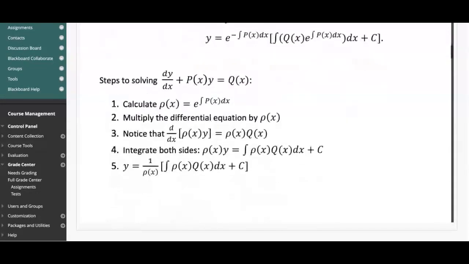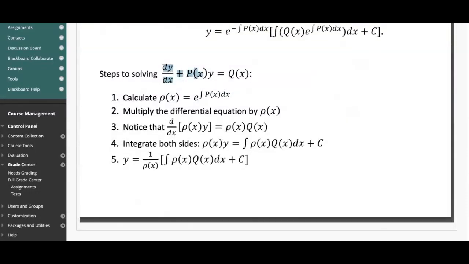Now go to the steps. Put it in the right form, calculate the integrating factor, multiply by the integrating factor, then by the fact of such, integrate both sides, then solve for y by dividing by the integrating factor on both sides.